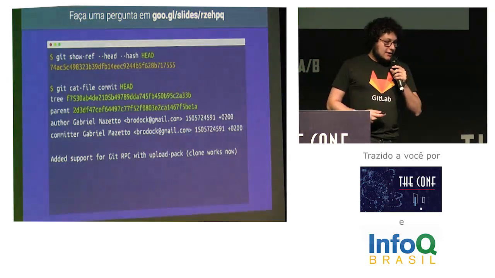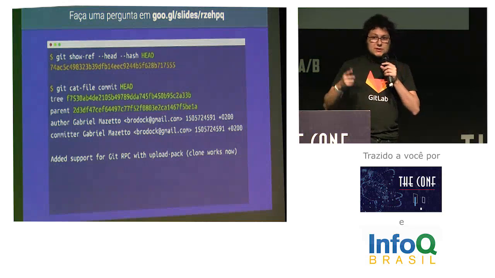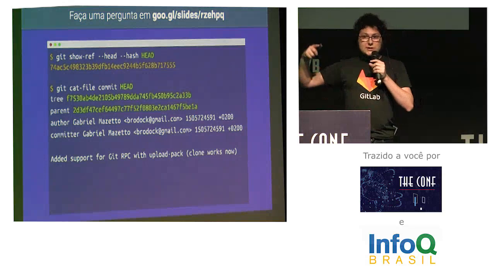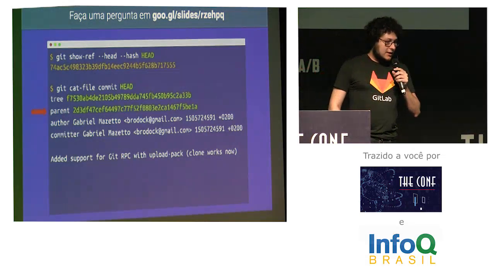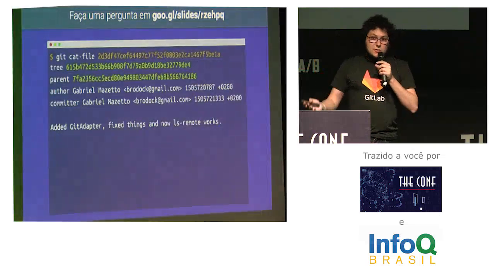The next item is the parent. So this is a graph. So you have items pointing to the next one or to the previous one. And it's just another commit.